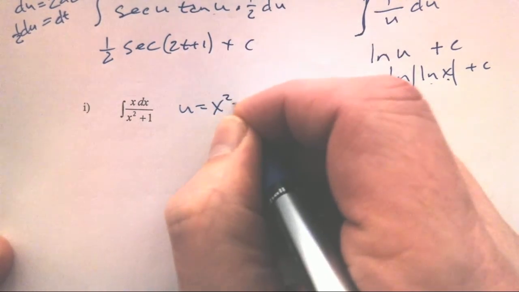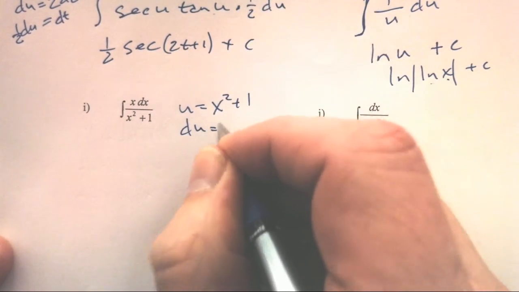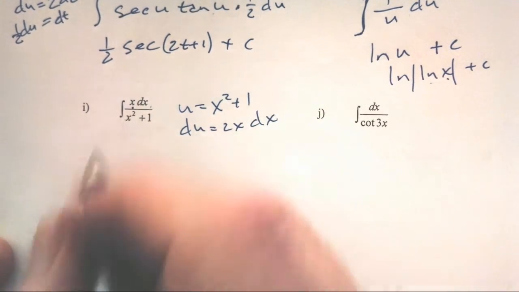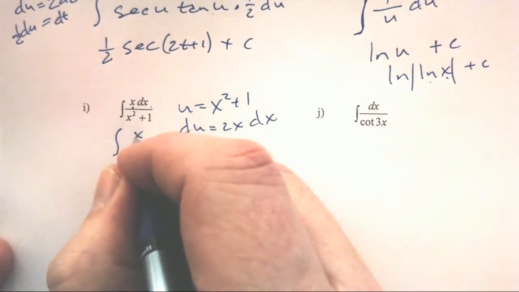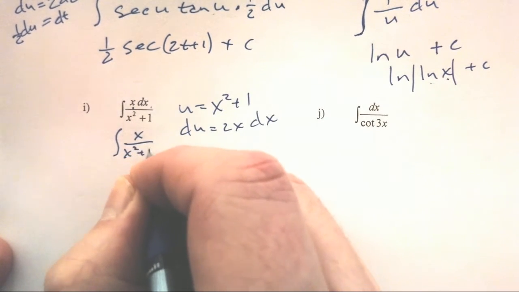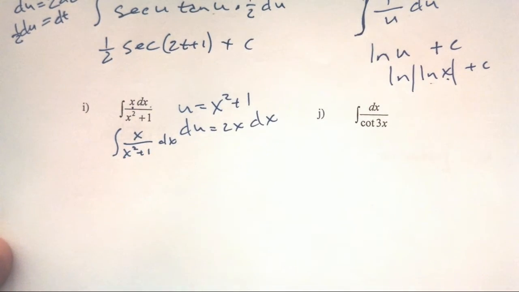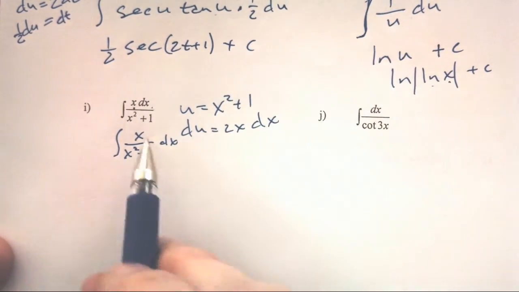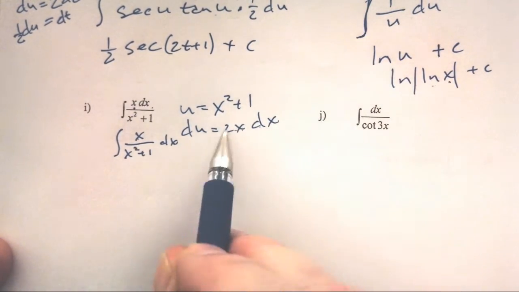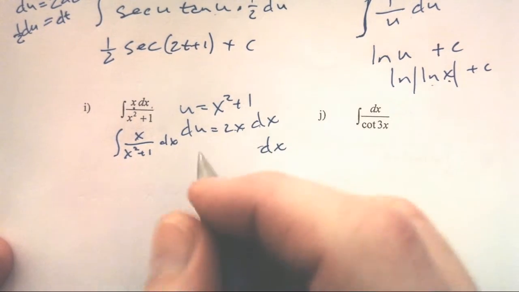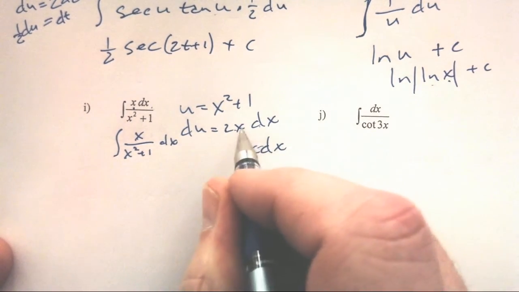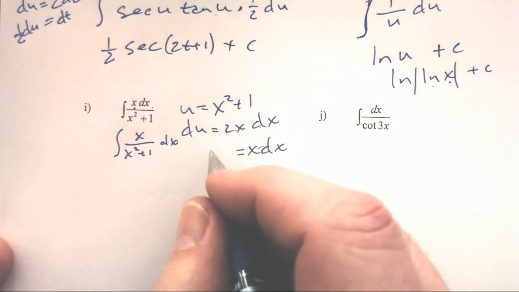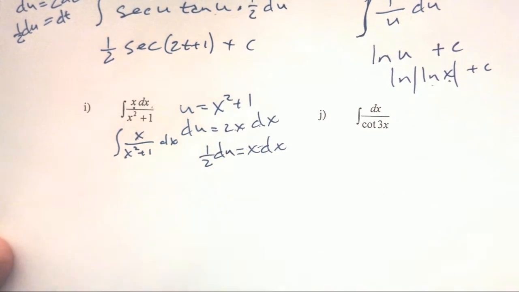u is x squared plus 1. du is 2x dx. What do I like? I like x dx. I'm actually going to write this, of course, as x on x squared plus 1 dx. That's the way I like to see them. What do I like? I like the x. I like the dx. I don't like the 2. So x dx, which I like, may be replaced by 1/2 du.